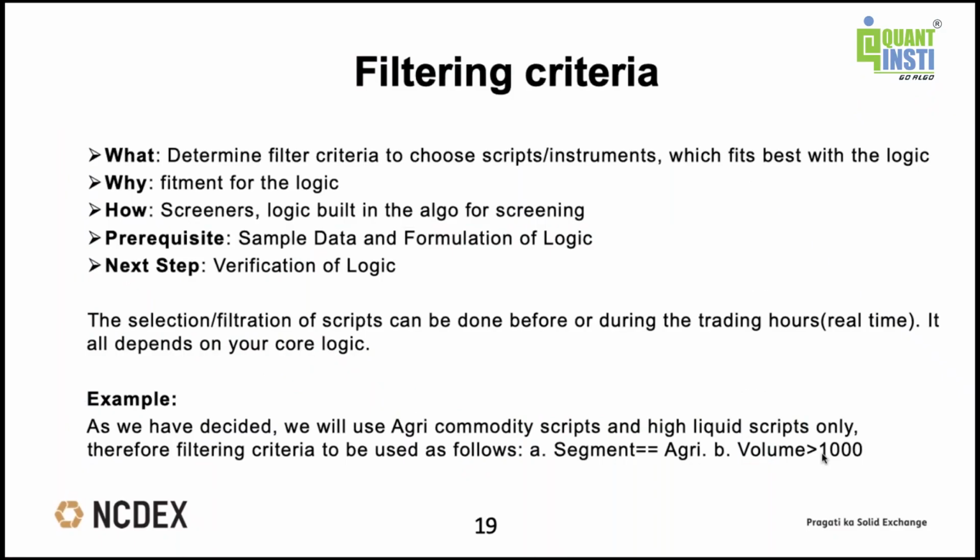So based on these criteria, we have decided that we can go for a commodity called chana. Chana is one of the agriculture commodities which is tradable on NCDEX. So we'll trade that.